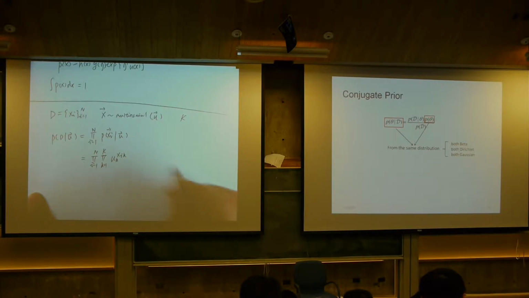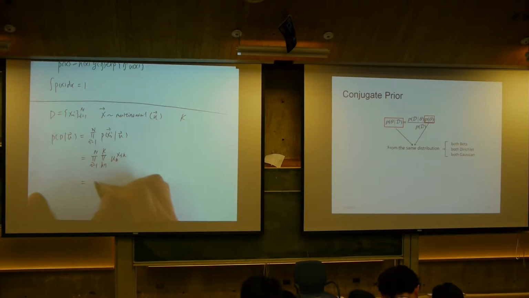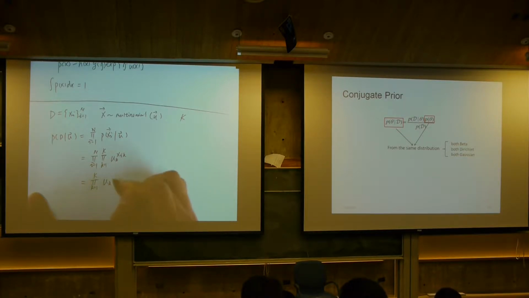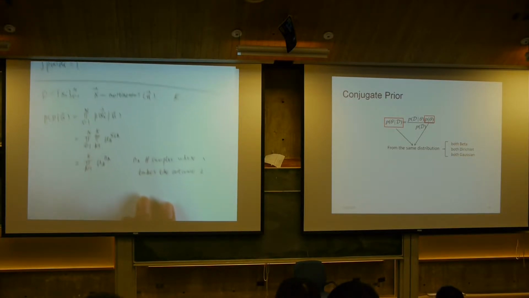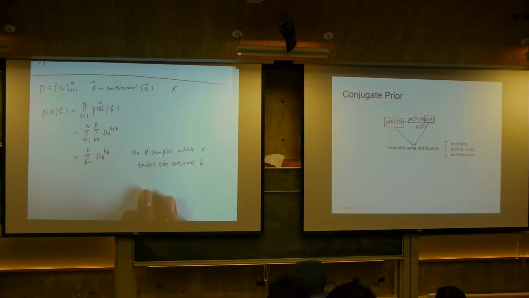Remember the trick we used in the Bernoulli distribution. We are going to write this part as mu_k to the power n_k, where n_k means the number of samples whose x takes the outcome k. This is the data likelihood.